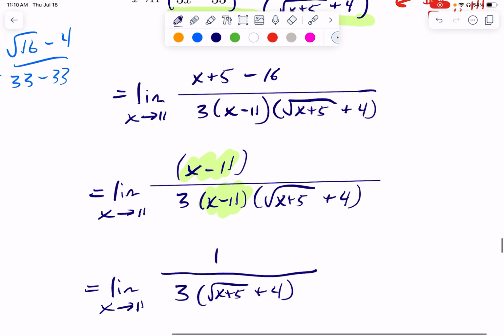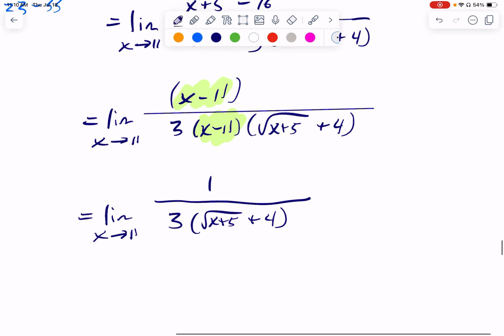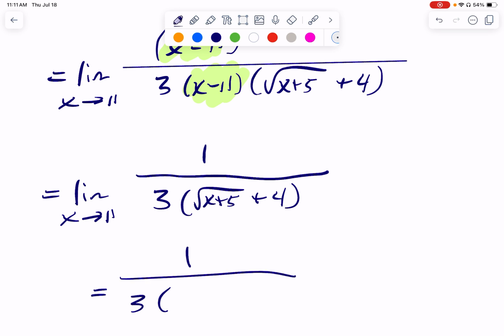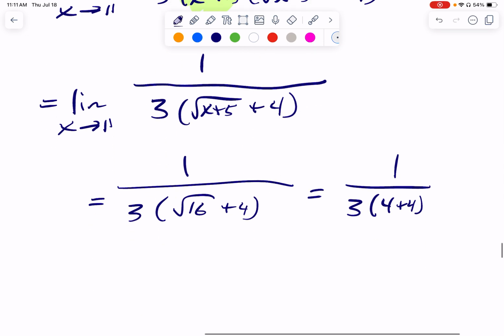Now this looks messy, but let's remember, we had 0 over 0 and we've just canceled it out. So let's give this another look and say, well, can I now use my intuition? Can I just plug in? What if x is equal to 11? So x plus 5 would be 16, so we have the square root of 16 plus 4. Square root of 16 is the number 4. So we have 1 over 3 times 8, which is 1 over 24.